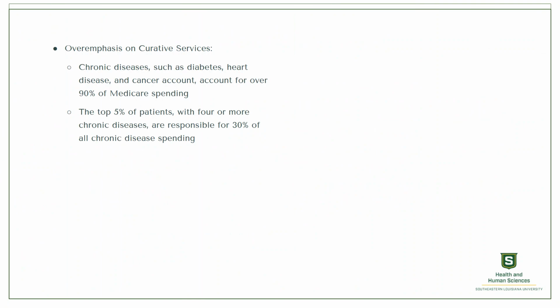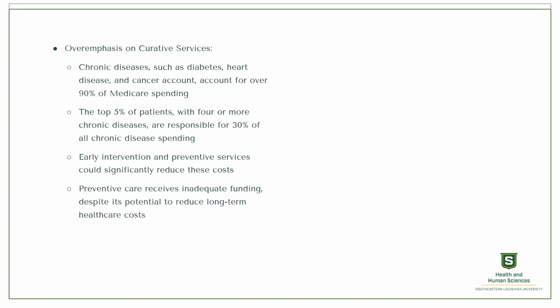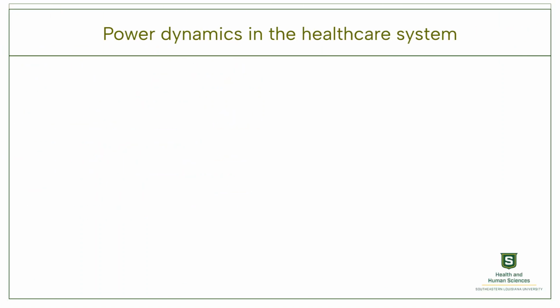So there is a lot of money going into curative services, and a lot of these diseases are lifestyle based, and yet you would think that there would be a lot of financing that goes into prevention, for example early intervention and preventive services, which are known to significantly reduce costs. However, they are very much inadequately funded. Even though they have this potential of really reducing healthcare costs, it is a big challenge with the US healthcare system.